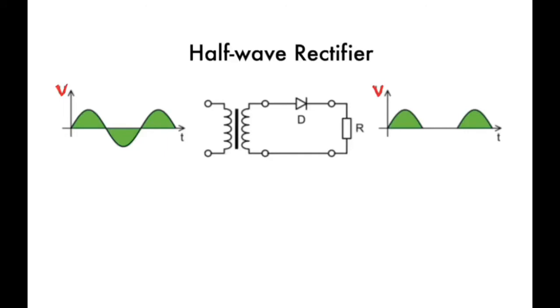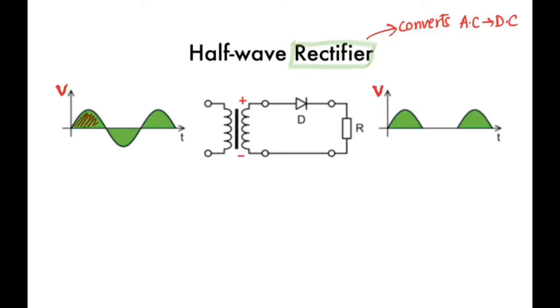Let's look at some applications of a diode. We are going to see how a diode works as a half-wave rectifier. So we need to first know what's the meaning of a rectifier. A rectifier is a device which converts AC current or AC supply to DC supply.